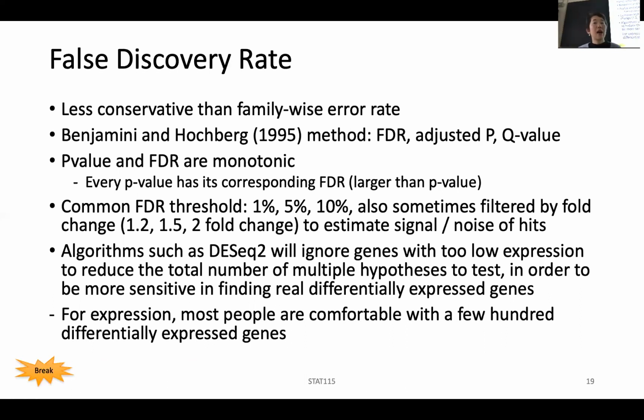Questions about FDR? Would you explain again why FDR is larger than p-value? Because if you cut off at 5% p-value, and if there are no differentially expressed genes, do you know what your FDR is? It's 100%. All of them are fake, right?